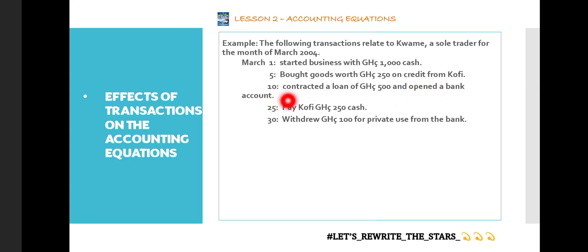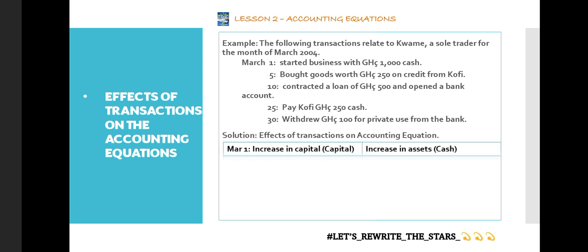On the 25th, he paid Kofi 250 Ghana cedis cash. And then on the 30th, he withdrew 100 cedis for private use from the bank. So now let's look at the effect of these particular transactions on the accounting equation, how these transactions should be treated in the accounting equation. So let's look at the solutions.